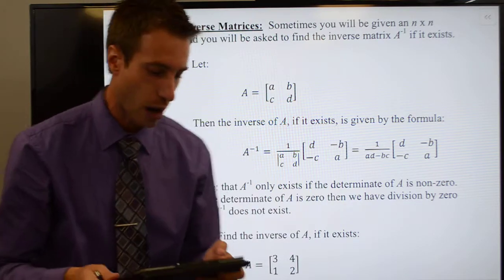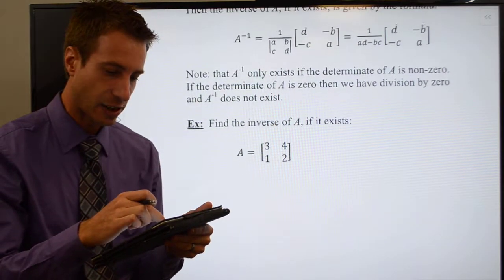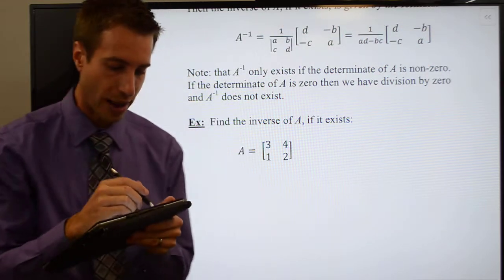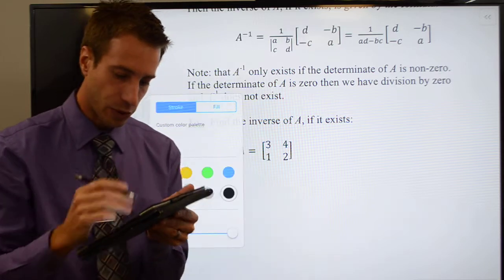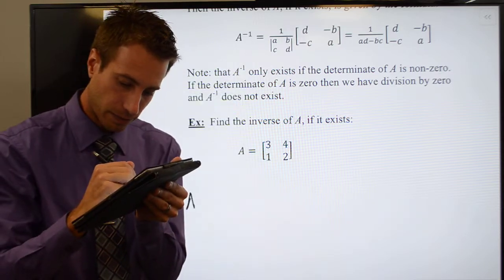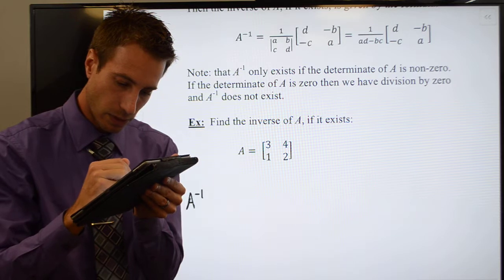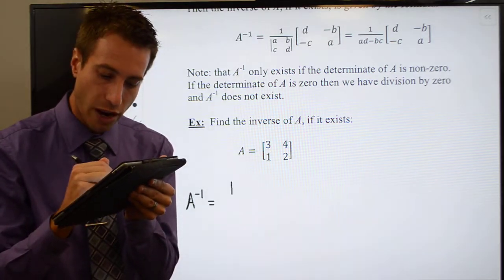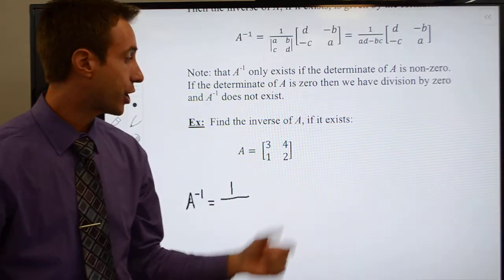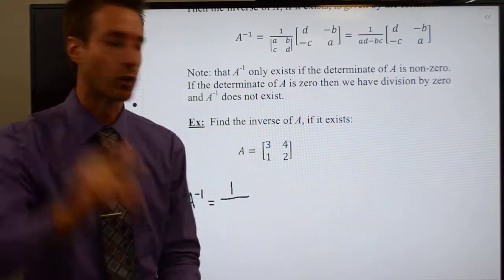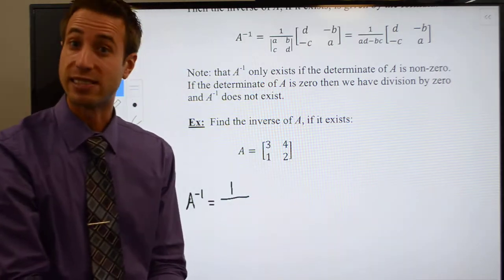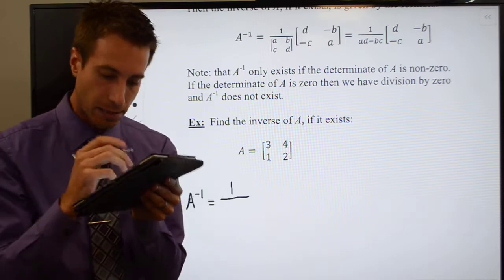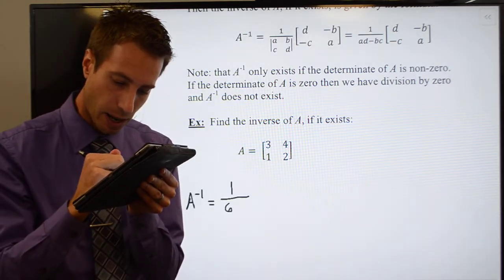So let's go ahead and try one together. I think it'll make a lot of sense here as we do it. I'll leave this here so you can still see the equation as I run through and do it. Here's what we're going to do. I want to find A inverse. Well, here's what I need. I know that A inverse is going to be equal to 1 over the determinant of matrix A. So let's find that. 3 times 2 is 6. 4 times 1 is 4. So I would have 6 minus 4, because it's bottom minus top.